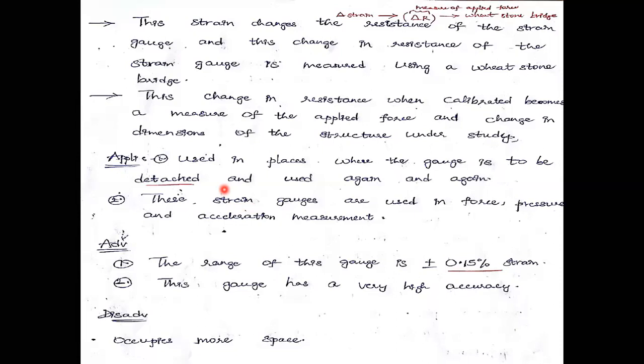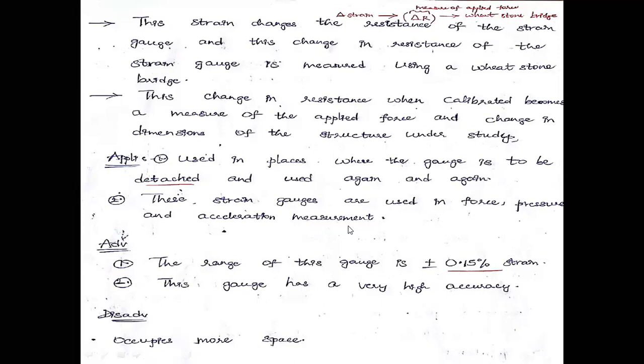అది వీట్‌స్టోన్ బ్రిడ్జ్‌లో పెట్టి, నల్ డిఫ్లెక్షన్ మీటర్‌లో చేంజ్ ఎంత వస్తుంది అనేది కూడా మనం మెజర్ చేసుకోవచ్చు అనమాట. అట్లా డిఫరెంట్ గేజెస్‌ని ప్లేస్ చేసుకోవడం వల్ల, that is the main advantage of this unbonded type of strain gauge. We can use this equipment again and again. These strain gauges are used in force measurement, pressure measurement, and acceleration measurement also.